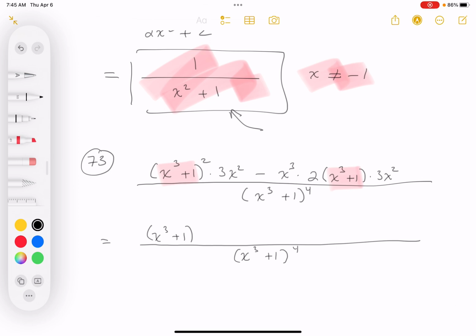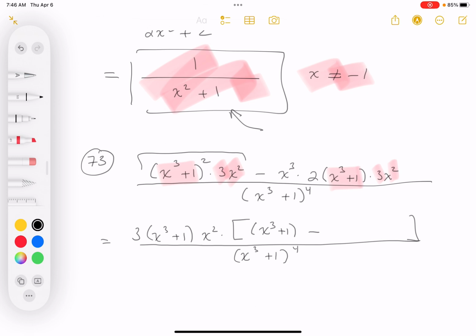Now, what else do I see as a common factor? I see 3 as a common factor, so I'm going to write that down. What else do I see? Well, I see an x squared as a common factor. Again, it's a lot of bookkeeping, but I'll write this down for you. And the first thing I want to do is write down what remains there. So from the first term, I pulled out a 3, I pulled out an x squared, and I pulled out 1 factor of x cubed plus 1. That means 1 factor is left over.